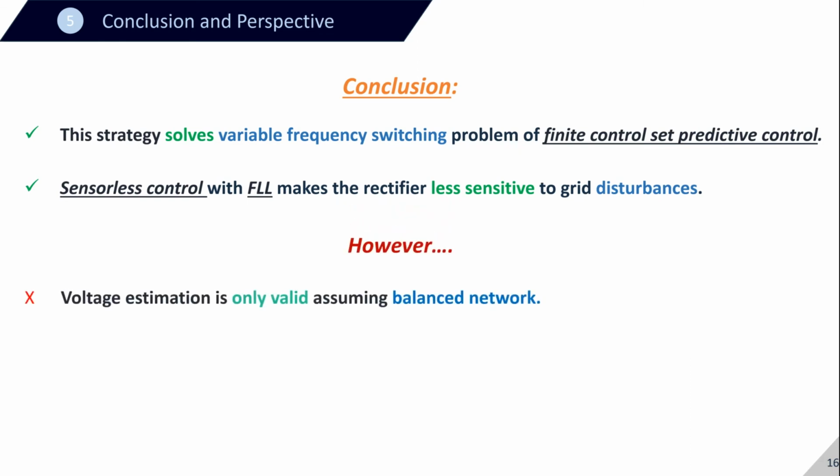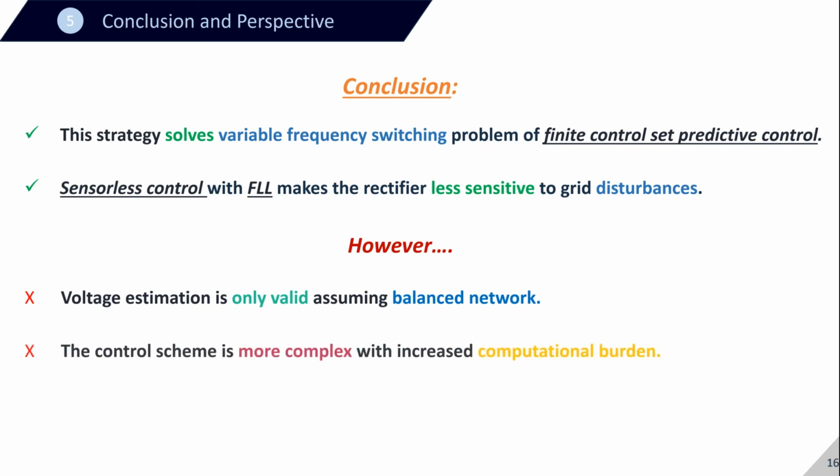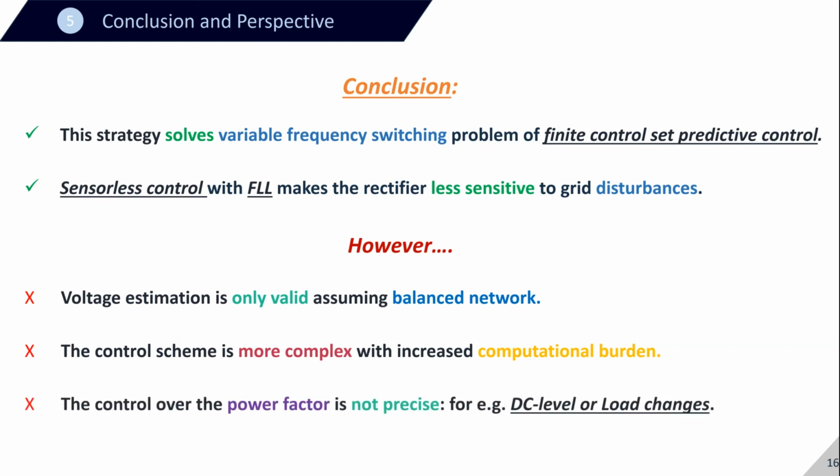One is that we had to assume a balanced network in order to be able to estimate the voltage. The second is that as we're adding more components into the control scheme, such as SOGI, FLL, and space vector modulation, we're making it more complex and we're increasing computational burden. Last but not least is that the control over the power factor is not really precise. We can set the reactive power to any value that we want, but should the DC level reference change or the load, the power factor will also change. So in future work, we'll be trying to address these problems.